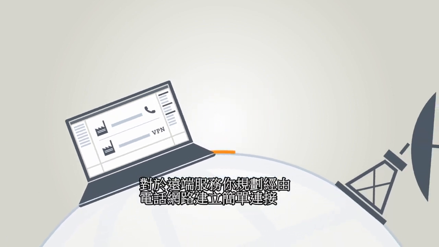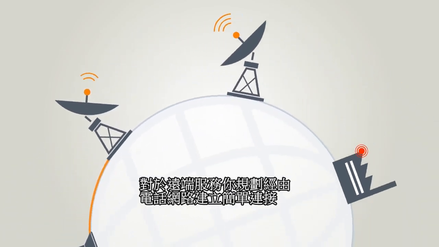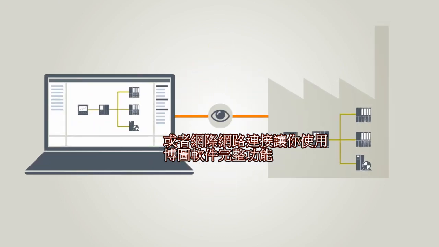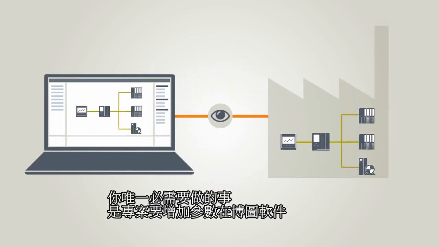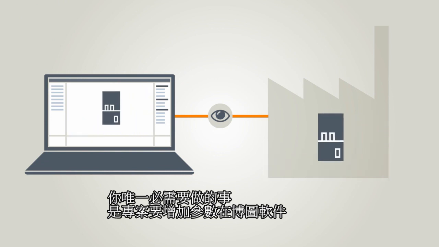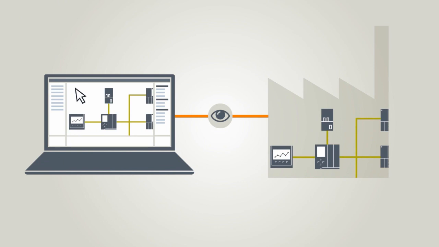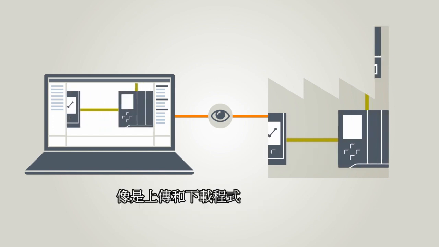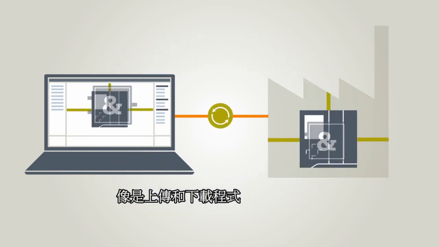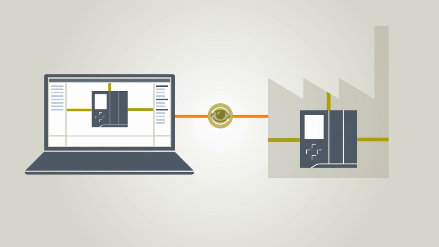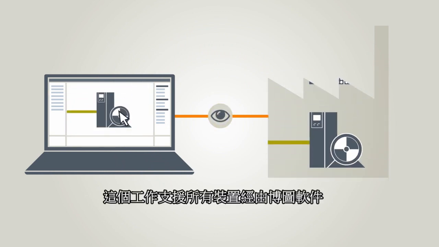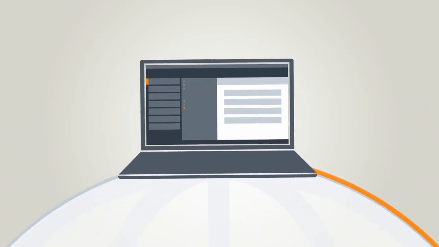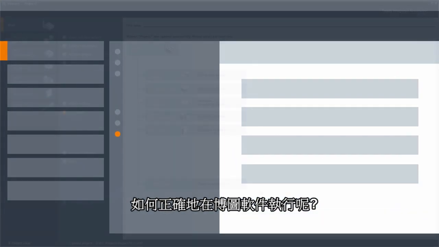With teleservice, you simply establish a remote connection to your plant via telephone network or internet connection, allowing you to use the complete range of functions in the TIA portal. The only additional thing you need is a parameterized TS adapter in your plant. Then you can use teleservice to monitor your plant online, for example, as well as to upload and download programs and update firmware. This works for all devices that are supported by the TIA portal. That's how easy it is to save time and money. How exactly is that done in the TIA portal?